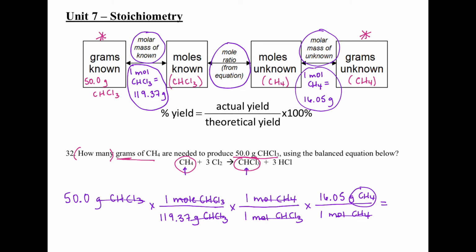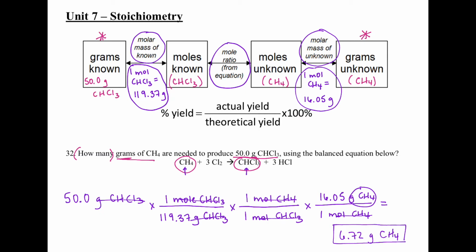So when you plug this into your calculator, you'll do 50 times 1 times 1 times 16.05 and write down what you get. And then you'll do 119.37 times 1 times 1, write down what you get, and divide those two numbers one final time, or else you have to be very careful with parentheses. And when you do all of that, for your final answer, you would get 6.72 grams of CH4. So that's our final answer for our mass-to-mass problems. Yes, these ones are longer, but again, remember that this is on your reference sheet as a guide if that helps you at all, okay?